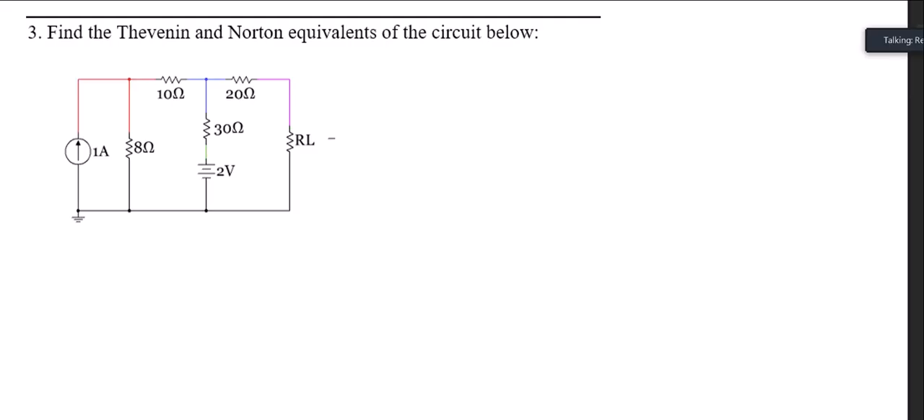So we're supposed to find the Thevenin and Norton equivalent of the circuit. So if you found one, you found the other. They're just related by Ohm's law. So if you find one, you find the other.